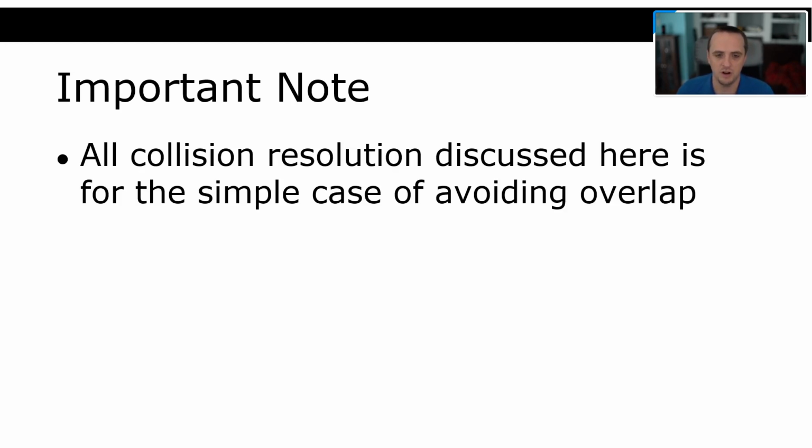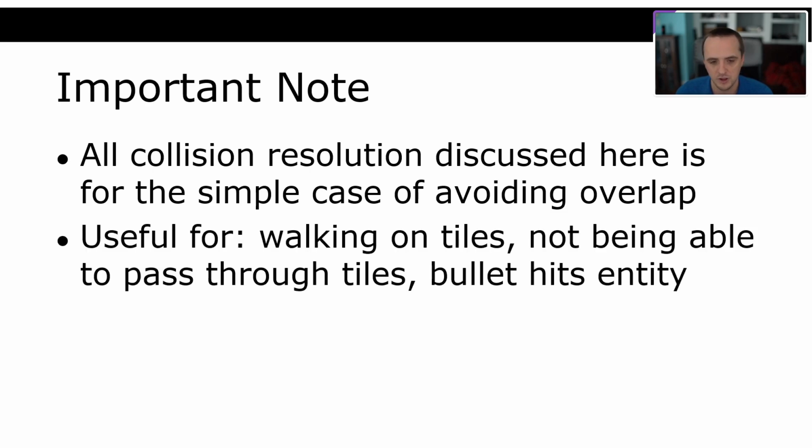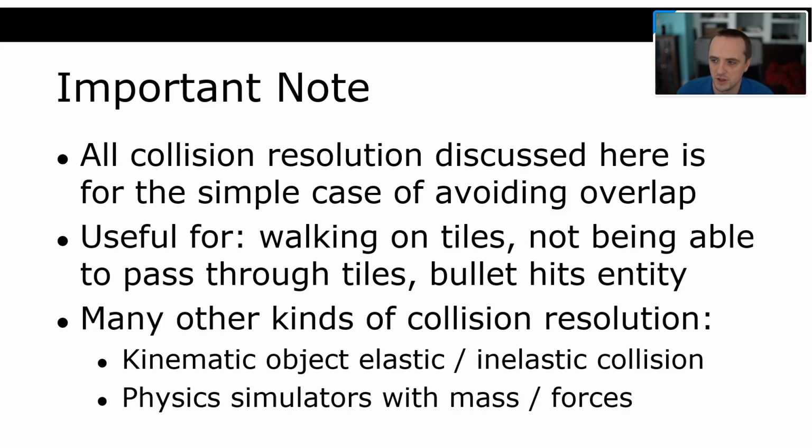Important note, all of the collision resolution discussed here is for the simple case of avoiding overlap. So this is useful for cases, for example, when you're walking on tiles, when you're walking into a wall that you don't want to be able to intersect, when a bullet hits an entity, all that kind of stuff. But there are many, many other kinds of collision resolution, right? Let's say, for example, that we have a kinematic elastic object or an inelastic collision where we actually have like a pool ball bouncing off the side of a pool table or something like that. How would we resolve that?